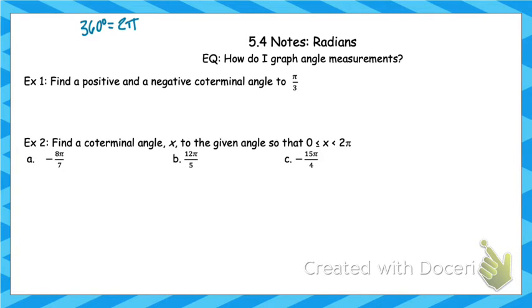So the way I found a coterminal angle in degrees was I added or subtracted 360. Well, the way I'm going to find it in radians is I'm going to add or subtract 2 pi. So if I want to find a positive coterminal angle here, I can add 2 pi. The only problem is, in order to add fractions, I have to have a common denominator. Currently, this is 2 pi over 1. So my common denominator is going to be 3. So I'm going to multiply the top and the bottom by 3. Whenever you add fractions, you add the top, you keep the same denominator.